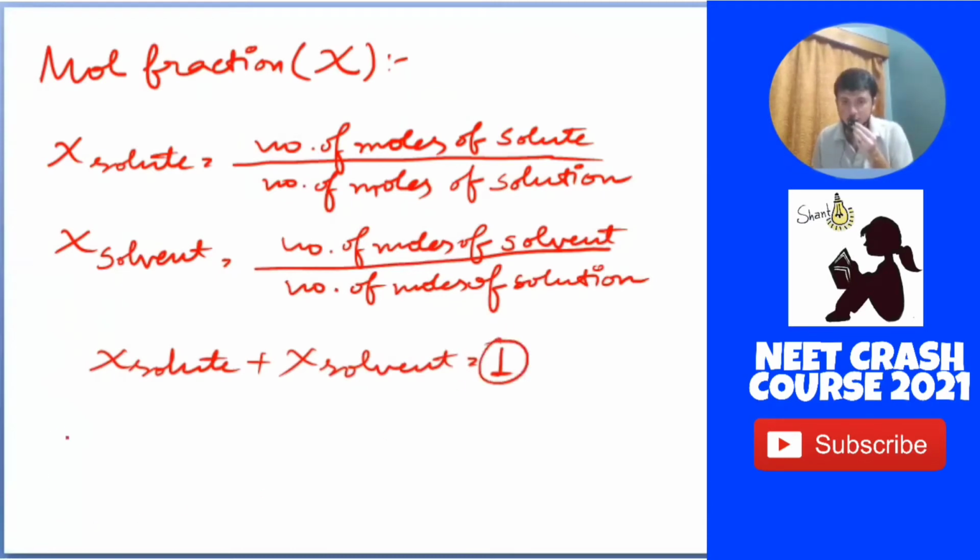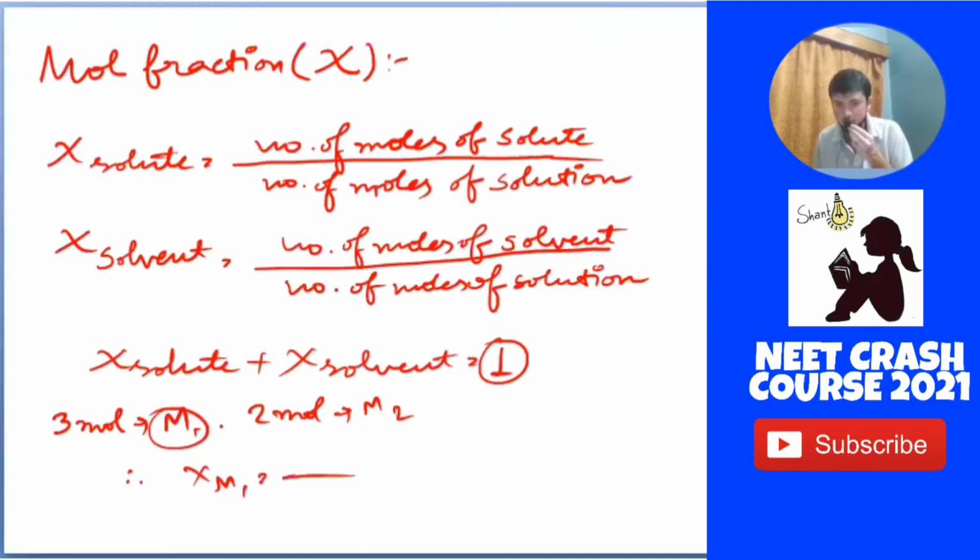Okay, so let us see an example. That is, if we take 3 moles of, let us assume one compound M1, and 2 moles of another compound M2. So the mole fraction of M1, that is psi M1, equals, we'll write it, 3 moles by 3 plus 2 moles, because that is the total number of moles of the solution. So it will be 3 by 5. So what will be the psi M2? That will be 2 by 5.